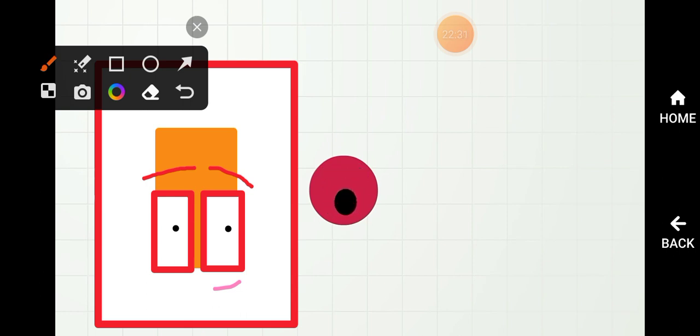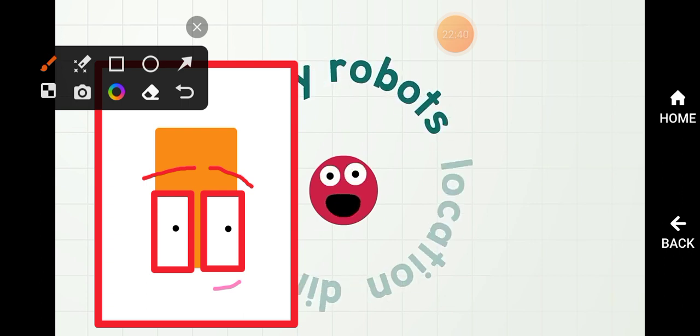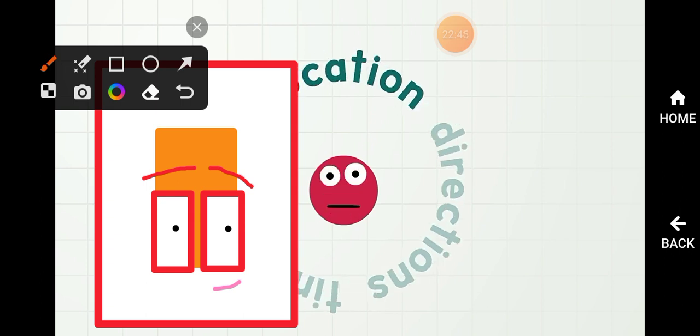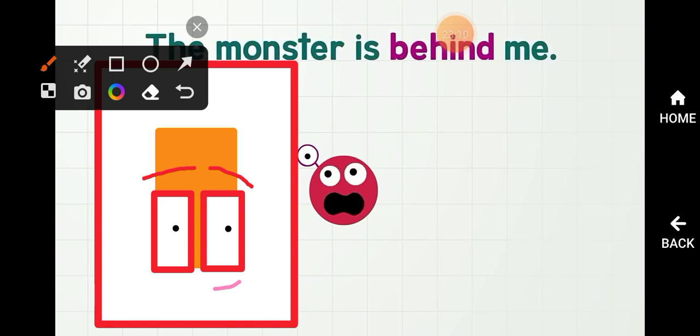Oh, hi, everybody. Today, I'm going to talk to you about location and directions and maybe even tiny robots. I really like tiny robots. So, location is where something is. Location! For example, somebody told me there is a monster in this video. Oh, monster! But I can't find it, and I might need help locating it. Oh, monster! Where is the monster? What's that? Oh, really? The monster is behind me!